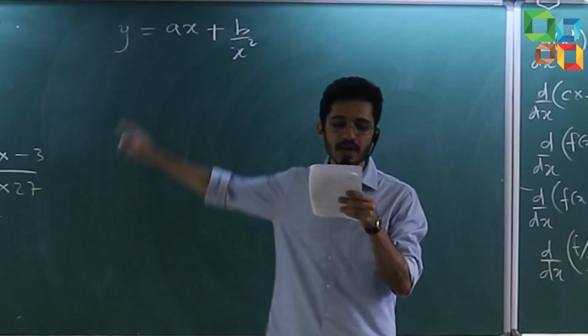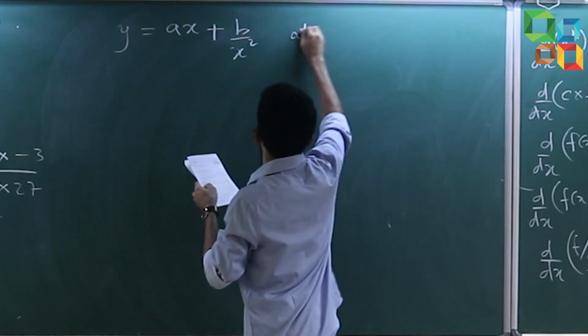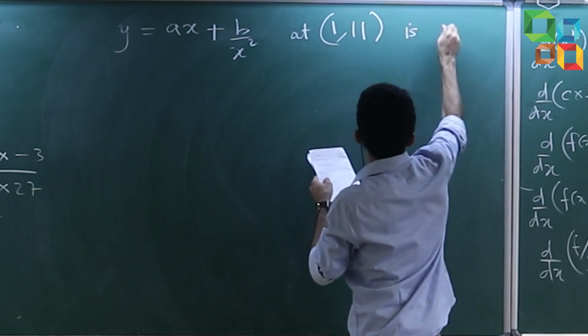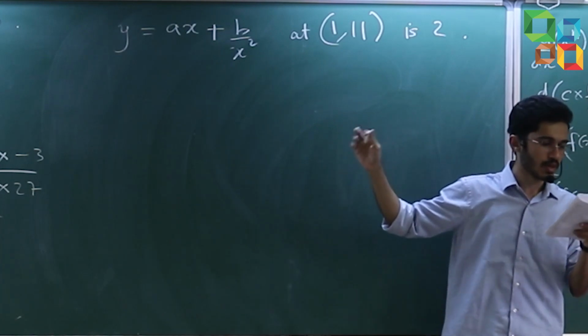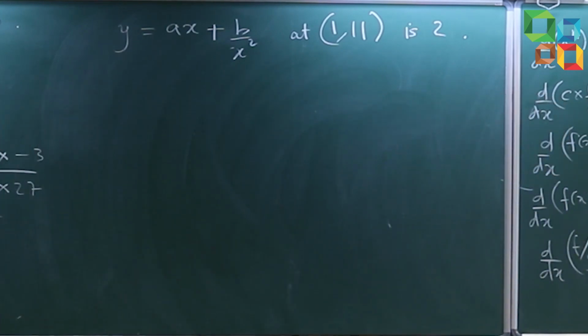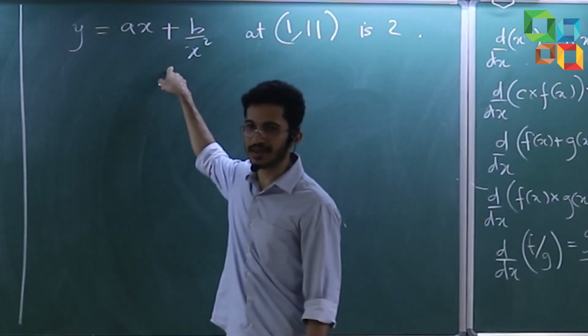The gradient of the curve y is equal to ax plus b by x square at the point 1, 11 is 2. The gradient is given to you. Find a and b. Dhyan Shankar. Yeah. So differentiate ax plus b by x square.